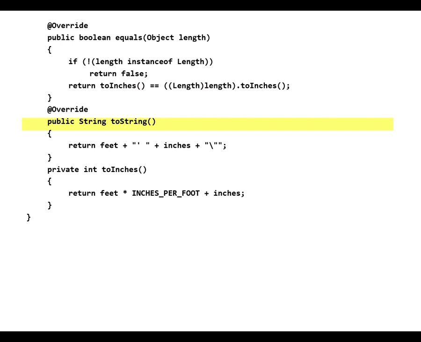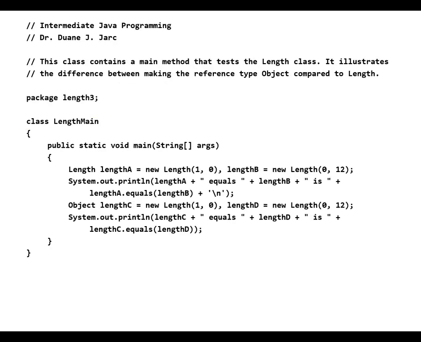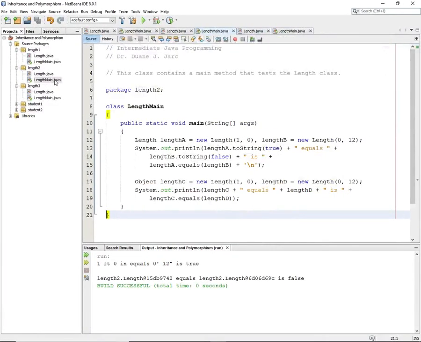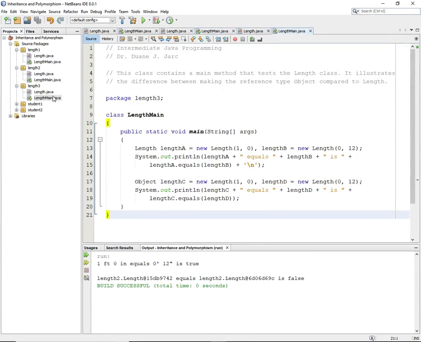For the toString method, we had to drop the ability to give the option on how a Length would be converted to a string. Finally, we examined the main method we will use for this example. The only difference from the previous one is with the first two lengths, we no longer explicitly call toString. Let's run it to see how the output compares with the previous version.